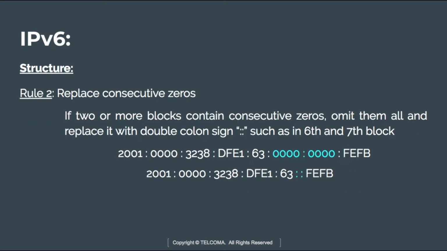The next rule is to replace consecutive zeros. If two or more blocks contain a series of zeros, then omit them all and replace them with the double colon sign, such as in the 6th and 7th blocks. Here in this IP address, we have a series of zeros that come in between the IPv6 address, so we can omit them and represent them with the double colon. This will make the IPv6 address shorter.